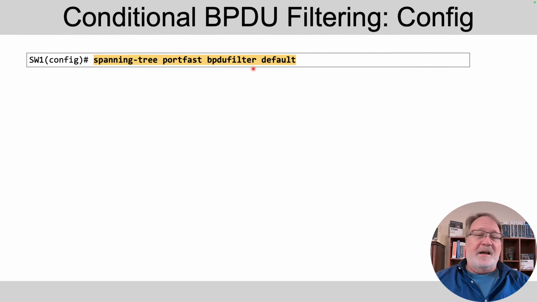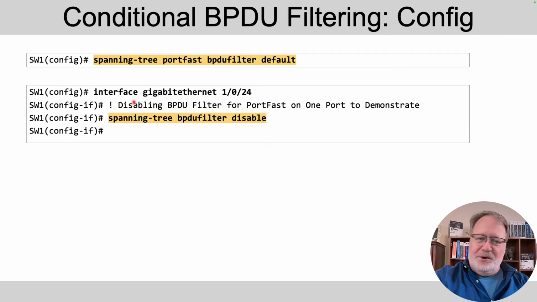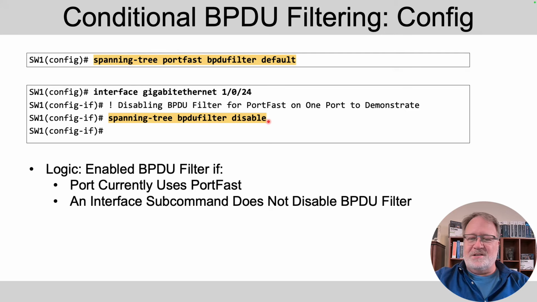Easy enough. Now, let's just say you had a switch with 24 access ports and you wanted to use port-fast on those, but you didn't want to use BPDU filter on port 24. You could get into interface config mode on port 24 and use this command, spanning tree, BPDU filter, disable, an interface subcommand, and it's got this disable keyword, which basically says override the global setting and disable the BPDU filter feature on just that interface. All right, so that's a way to turn it off in one place, and these words down here summarize what I just told you for reference.